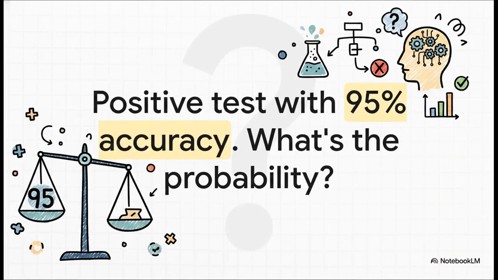Let's kick things off with a classic, counterintuitive puzzle from Problem Set 4 to test your human intuition against statistical reality. Imagine this. A medical test is 95% accurate. You take the test, and unfortunately, the result comes back positive. What is the probability that you actually have the disease? Take a second to really think about it. Most people immediately shout, well, 95%, obviously. Keep your answer locked in, because the mathematical truth we uncover a bit later might completely shock you.